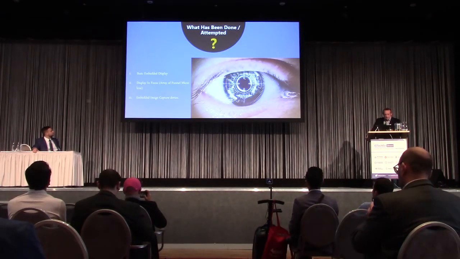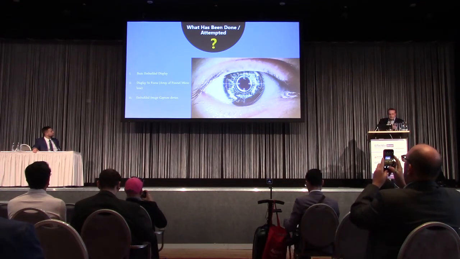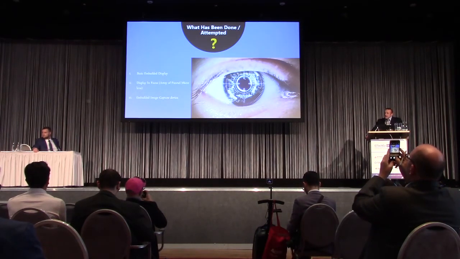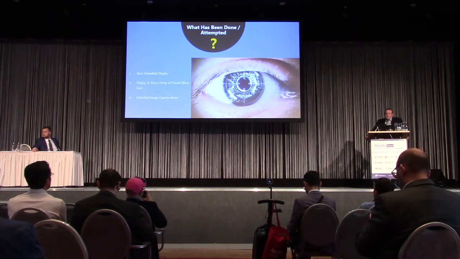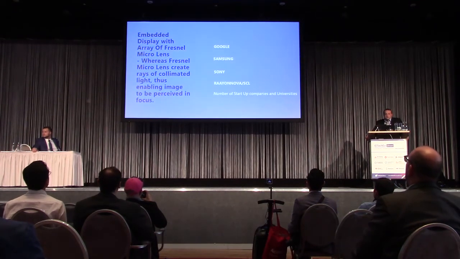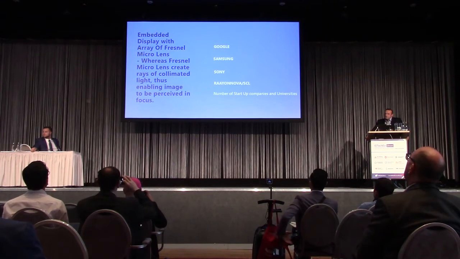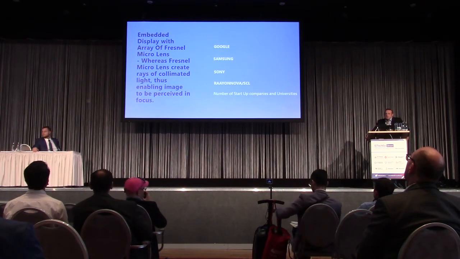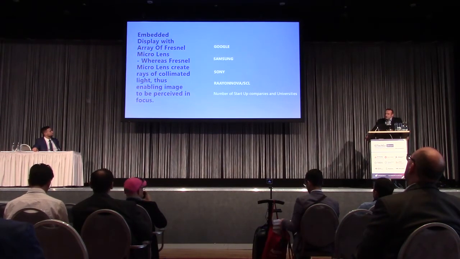Now, what has been done till now? A number of companies are playing around with embedding pixels into the contact lens. I believe Google started first. Google embedded first pixel under the auspices of Professor Babak Parviz. And then they started growing number of pixels, and other players kicked in as well. Universities are experimenting with this as well.